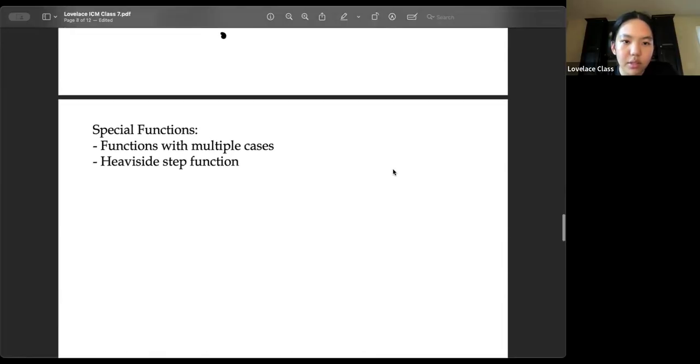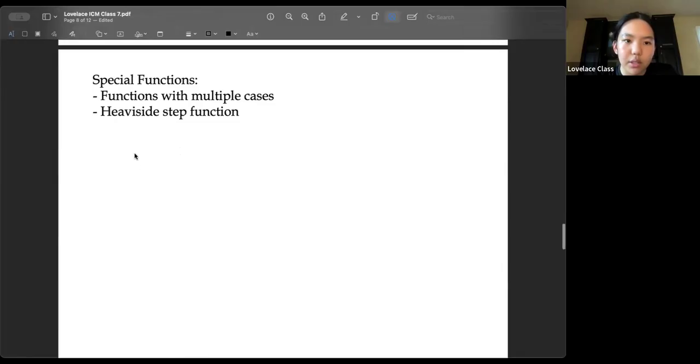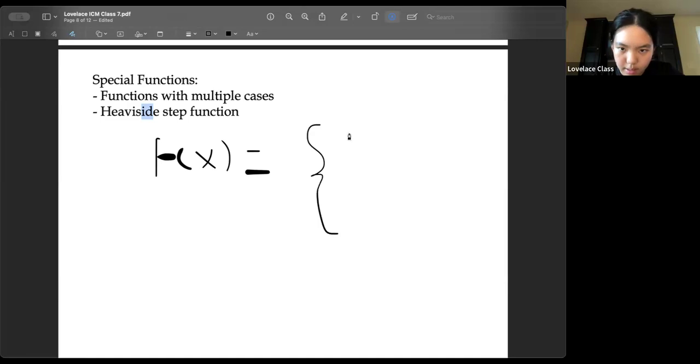Okay, next special function: functions with multiple cases. What I mean by this is if we have a function f of x, yeah, again, I am so sorry about this looking so bad. Okay. f of x is equal to, and then it's like a bracket. And then it has some function g of x and then some function p of x, or it has multiple. It can have as many as you want. But say that this is x squared minus 1.